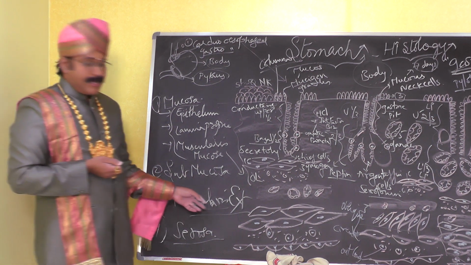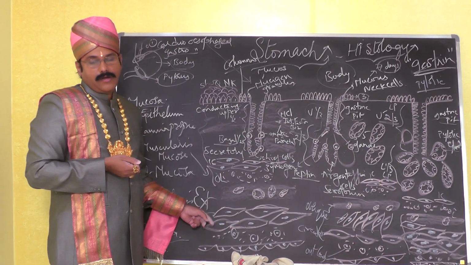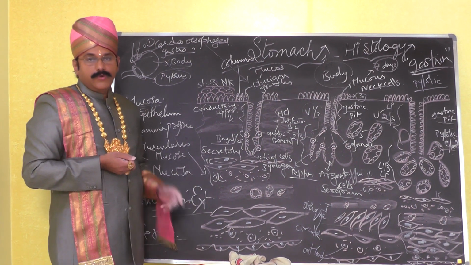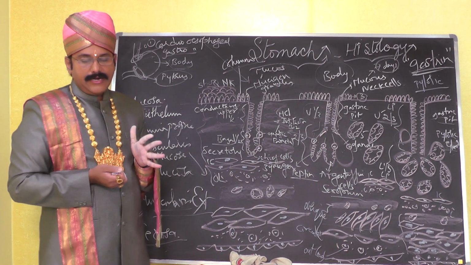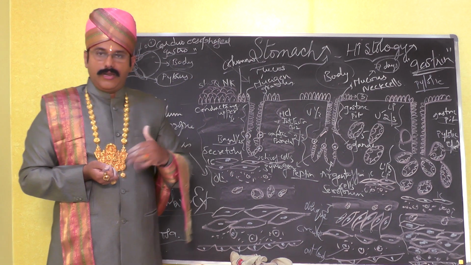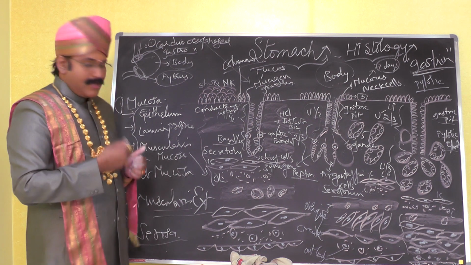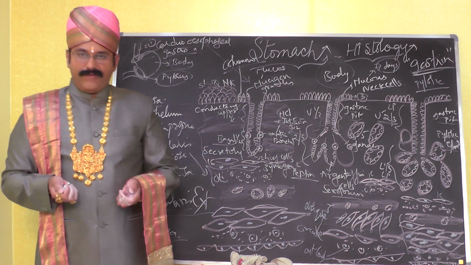In the muscularis externa, again we have got circularly arranged and longitudinally arranged smooth muscles. Most of the times inner is circular in GIT, in the gastrointestinal tract. The circular muscle coat is arranged inner and the longitudinal muscle coat is arranged outer, outside. And then the outermost layer is the serosa or the adventitia.